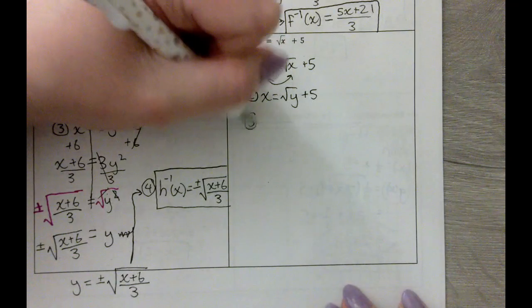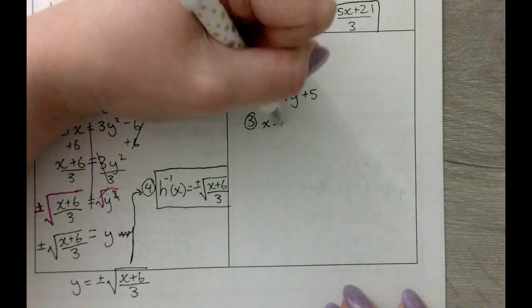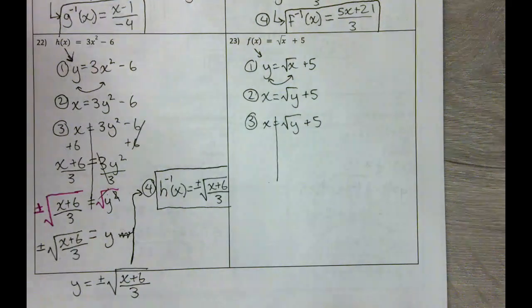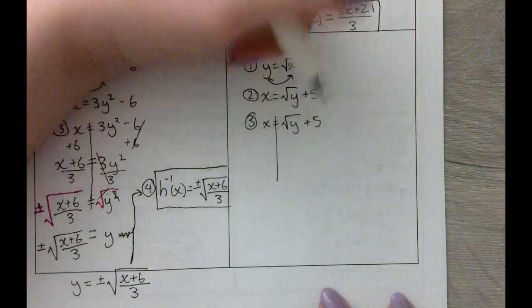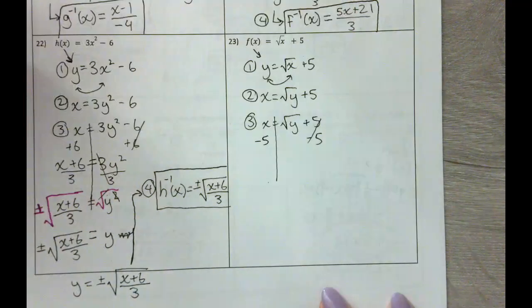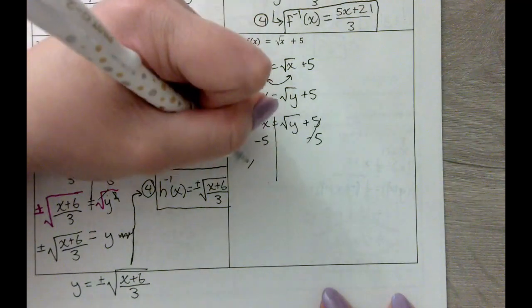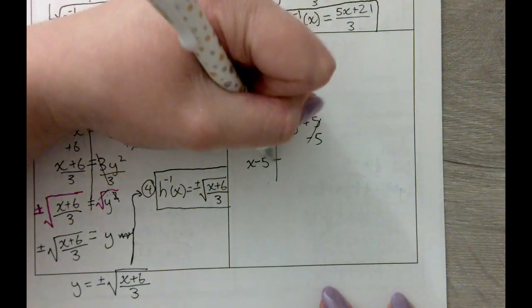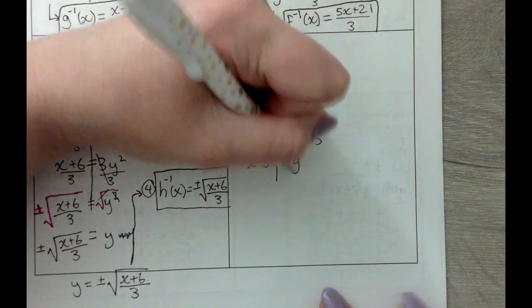Step 3, solve for y. Again, 2 steps. We have a positive 5, so we'll move it over by subtracting it. Cancels. X minus 5, you can't subtract those. This does not have an x, so bring it down. Bring down the square root of y.